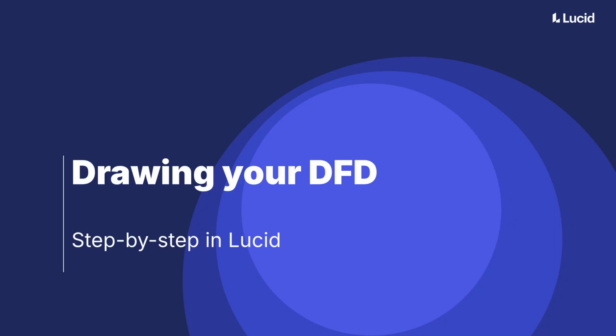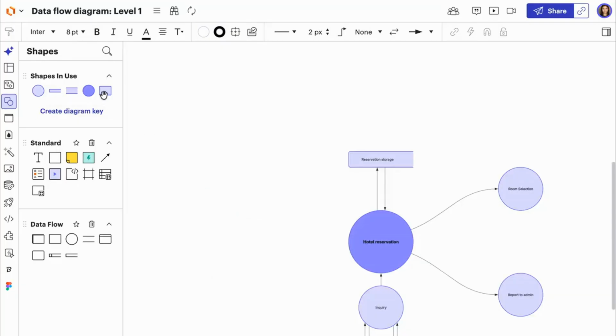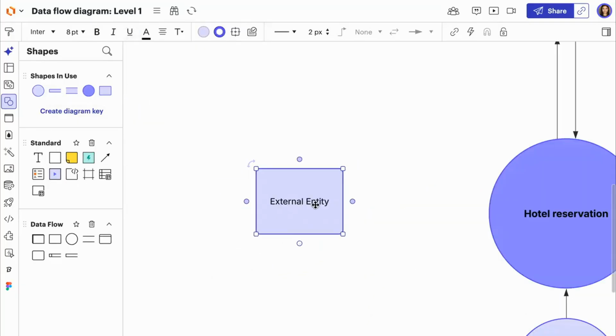Now that you know the basics, let's jump into our step-by-step tutorial, how to draw a data flow diagram using the intelligent features found in Lucid. Start by identifying your system's boundaries. In Lucid, drag out an external entity shape to represent your primary data source. Name it clearly so stakeholders understand where the flow begins.